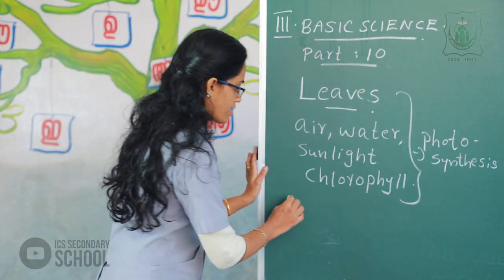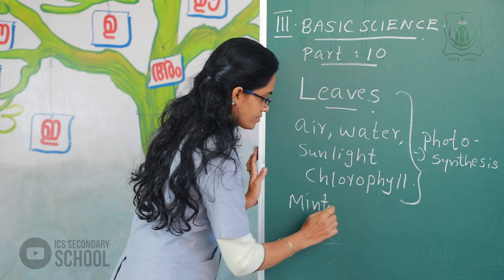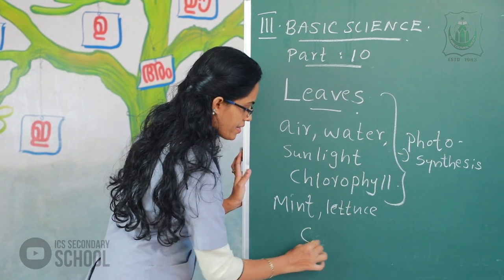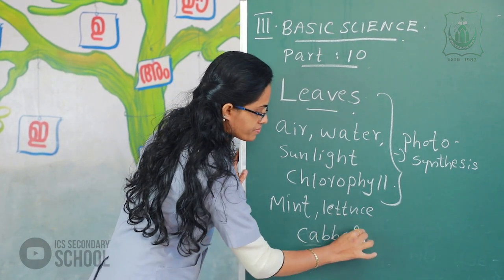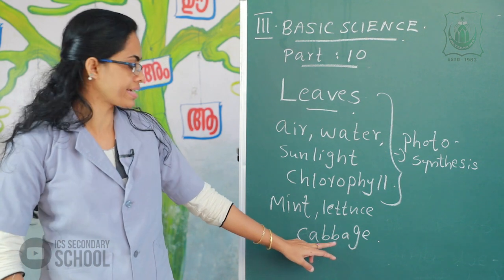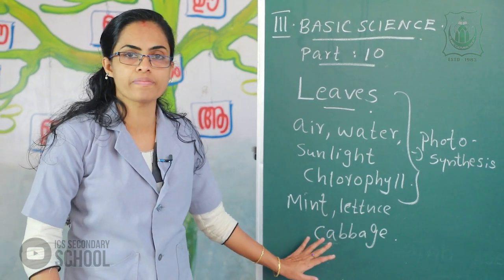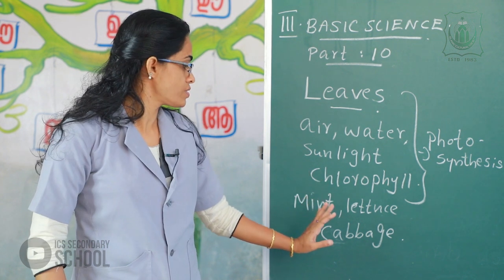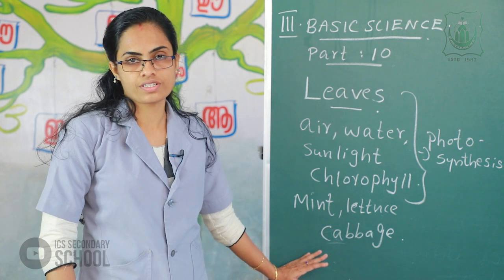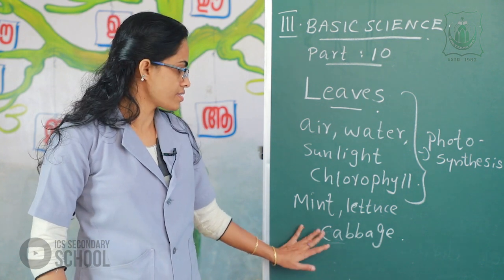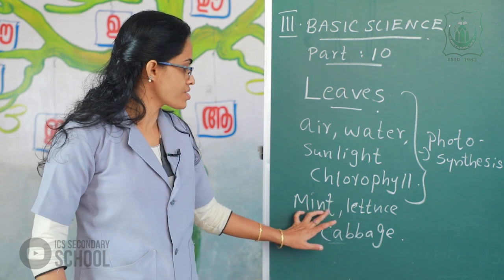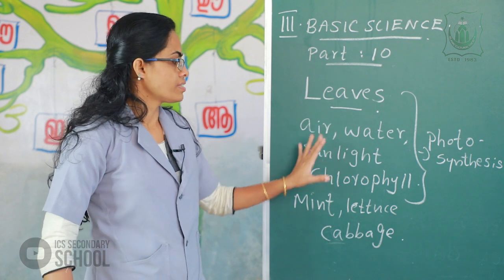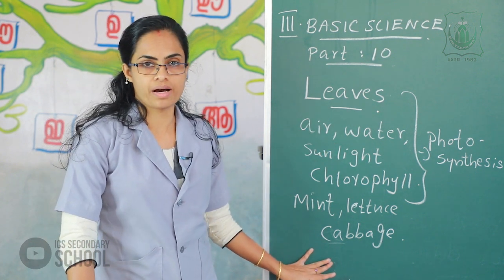The examples are mint, lettuce and cabbage. You know cabbage? The leafy vegetable, cabbage. These are the different examples of plant food stored in their leaves. The different examples are mint, lettuce and cabbage. Clear? These are the different examples.